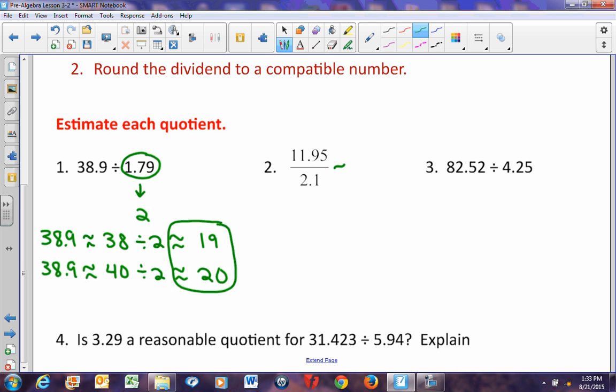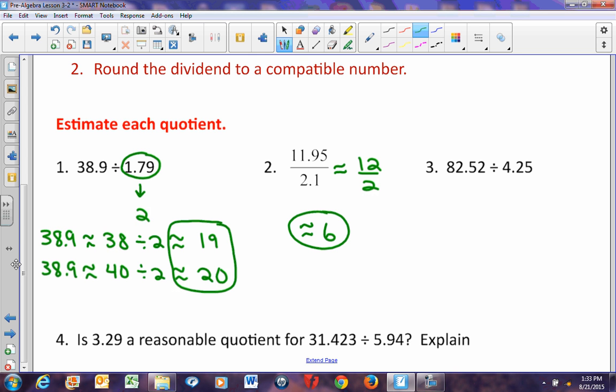Well, the first thing I have to do is round my divisor, which is 2.1. I'm rounding that to 2. And 11.95, the closest number that's divisible by 2 is 12. 12 divided by 2 is approximately 6. The whole point of this is to make your computations fast and easy, not having to do paper pencil, just being able to use my brain once I've written down what's divided by what.